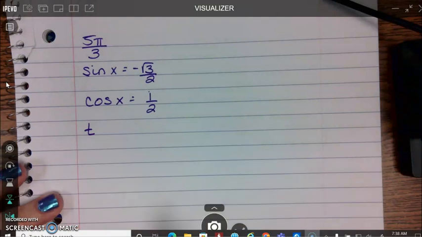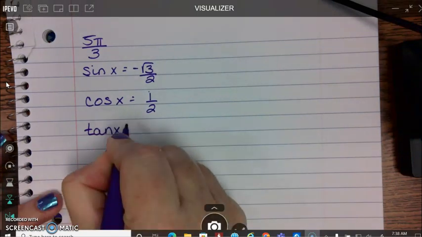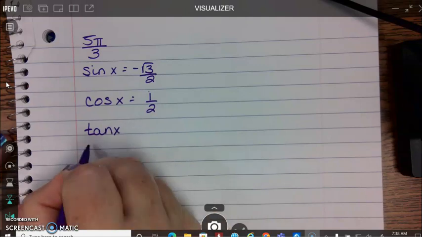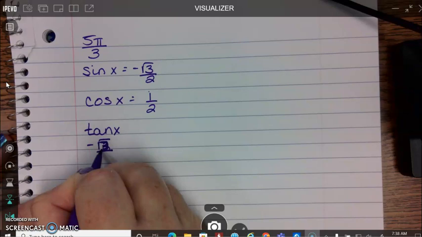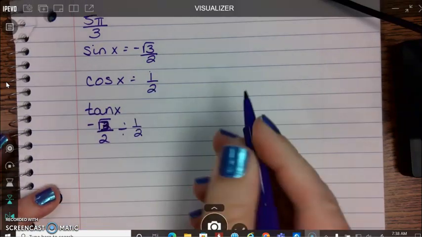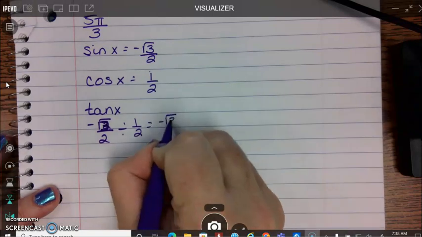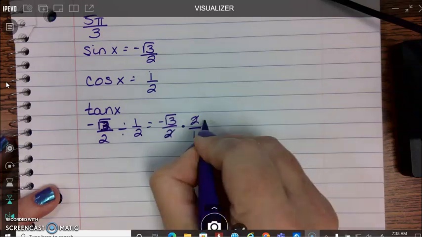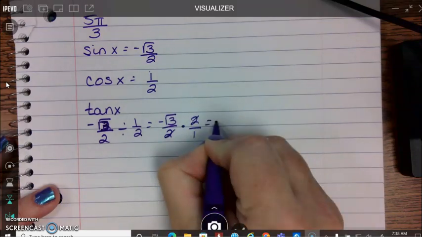Okay. Tangent. I'm going to do it down here. So it'll be sine divided by cosine. Keep, change, flip. So keep, change, and flip. So we get negative square root of 3.